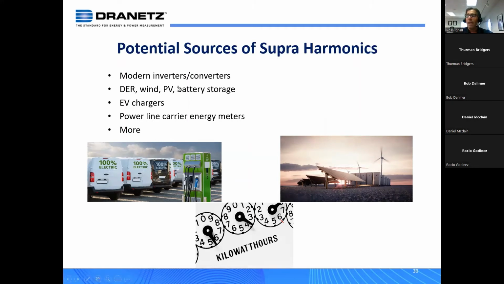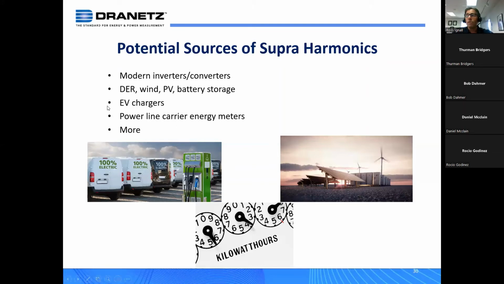So when we talk about things that can potentially produce those frequencies of concern for Supra harmonics, well, we have the modern IGBT and other inverters or converters for DER, wind, photovoltaic, battery, and other sorts of storage. Basically, in a nutshell, these are DC producing energy sources that must be inverted or converted to AC, and they switch at higher frequencies, maybe 10, 20 kilohertz, maybe even higher these days. And that's what happens with those switching frequencies, I won't use the term harmonic, but those frequency components, if and when they get on the power system.